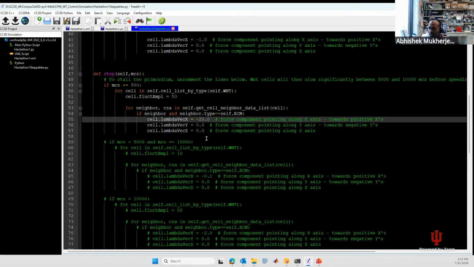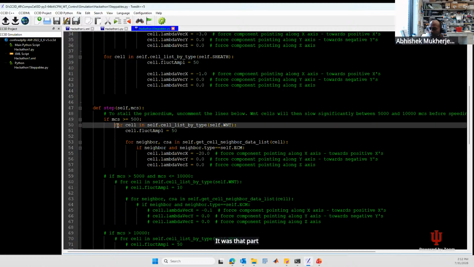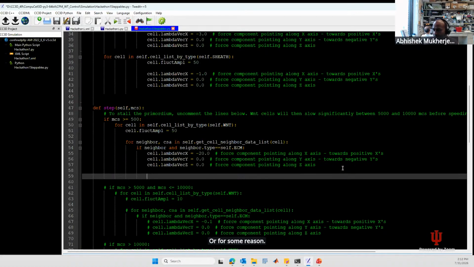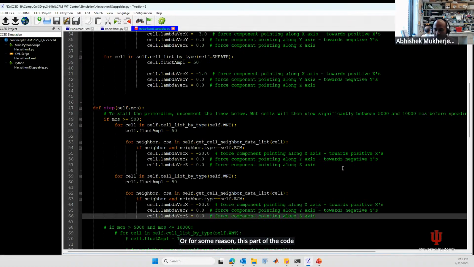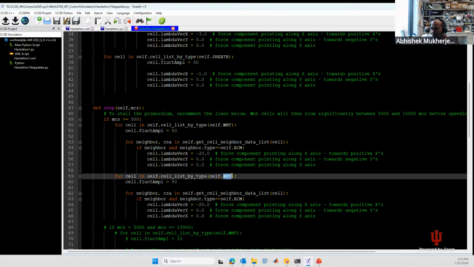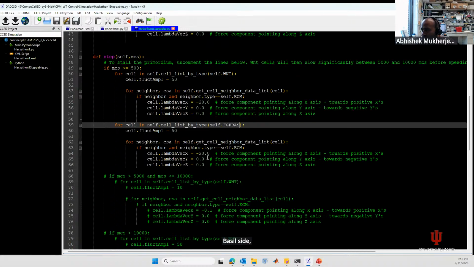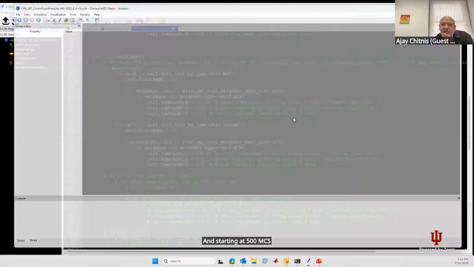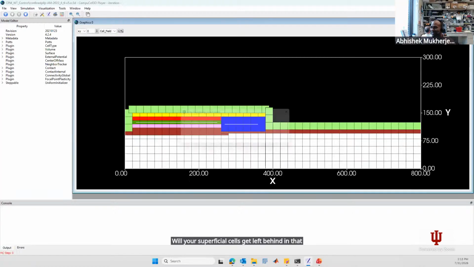Where was that part? So we can also, for some reason, this part of the code did not have the basal side, basal external potential also. So let's have both of these at -20 each and starting at 500 MCS. Will your superficial cells get left behind in that case? Could be. That's interesting to see. Let's see, or are they pulled along?